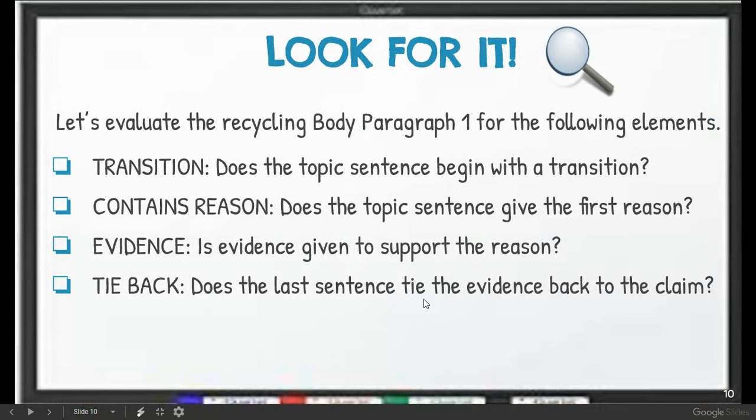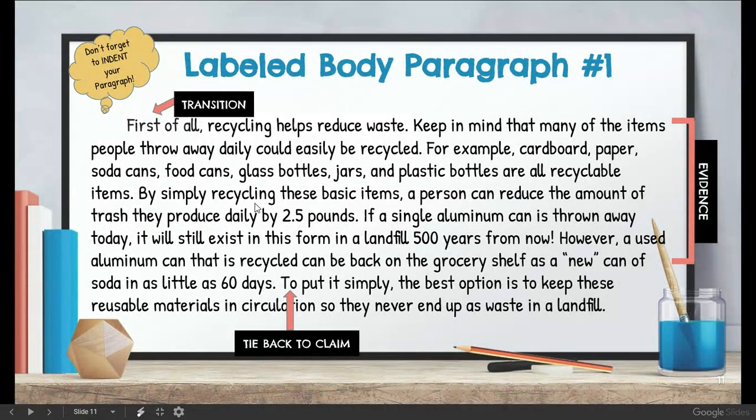So make sure that when you are doing your self-check, you are looking for this sentence starter. I don't necessarily always think that it's the best, and so this is optional. You definitely have to have a topic sentence, you have to give evidence, and you have to give an explanation. So this is what it looks like.